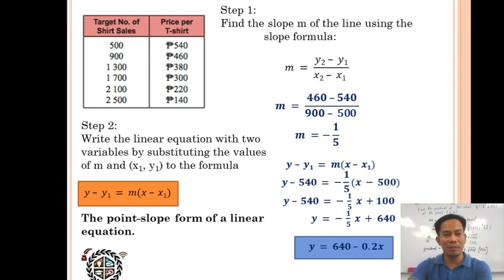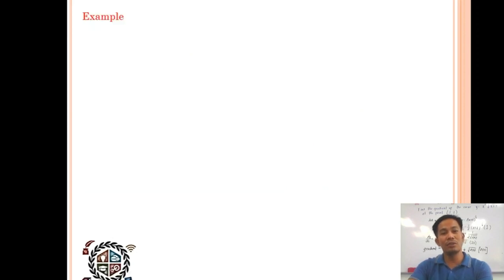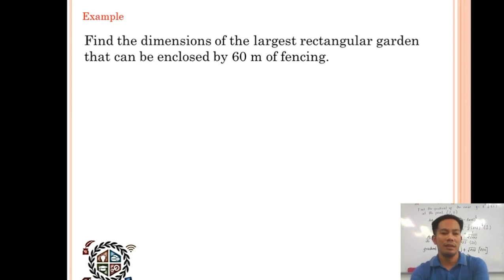Okay, I hope I made myself clear. Let's go to another example. Find the dimensions of the largest rectangular garden that can be enclosed by 60 meters of fencing. So, ibig sabihin, 60 meters daw yung fence mo. Okay? Ang problema dito, hindi mo alam yung dimensions ng rectangular garden.